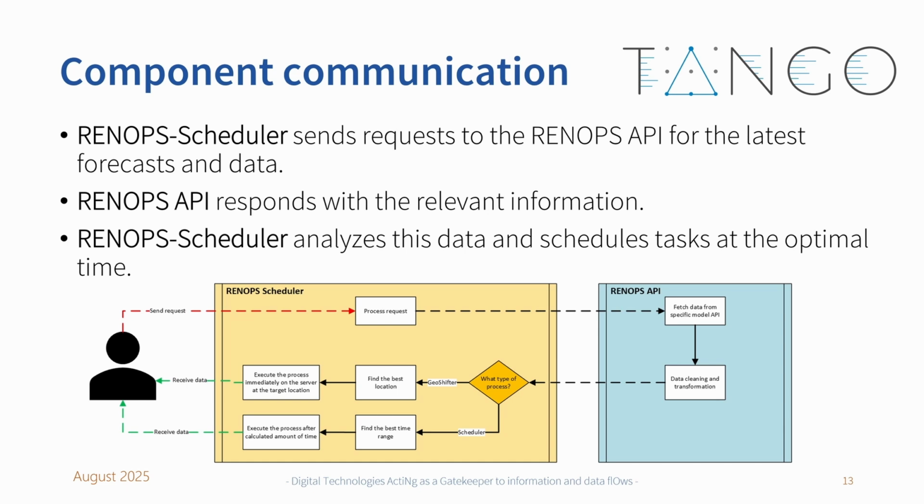The scheduler processes this data by filtering and analyzing it, not only to find the best time to run the user's task, but also to identify the most optimal location. This means the system can recommend shifting the task both in time, scheduling, and in space, GeoShift, to take advantage of the best possible conditions. As a result, the workflow enables users to make smarter decisions about when and where to use energy, ensuring each task is executed at the most favorable moment and place based on real-time data-driven insights from the RENOPS API.